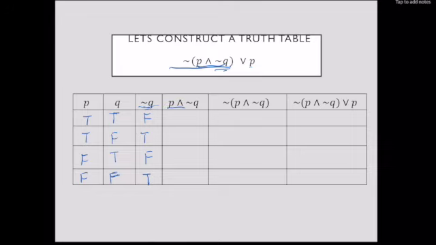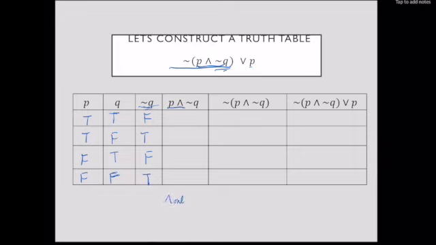Next, I want to know P and not Q. Remember, and is only true if both P and not Q are true. So here I have a true and a false. That's going to give me a false. Here I have a true and a true. That's going to give me a true. Here I have a false and a false. That's going to give me a false. And then I have a false and a true. That's going to give me a false. Because remember, they both have to be true. So I only have one true value in this column.